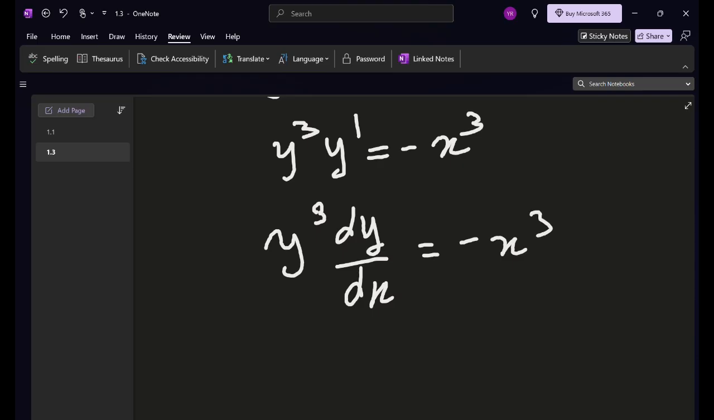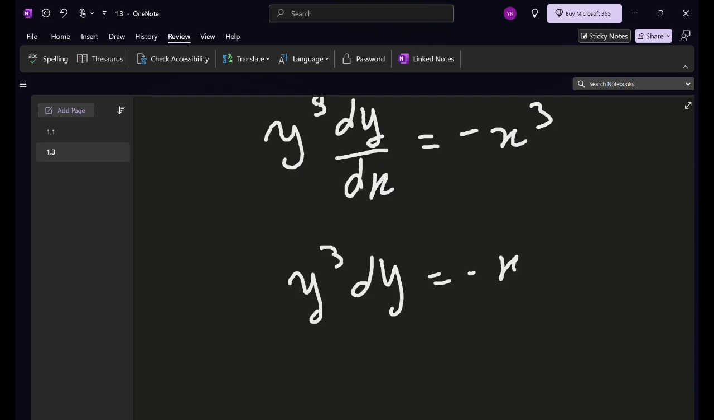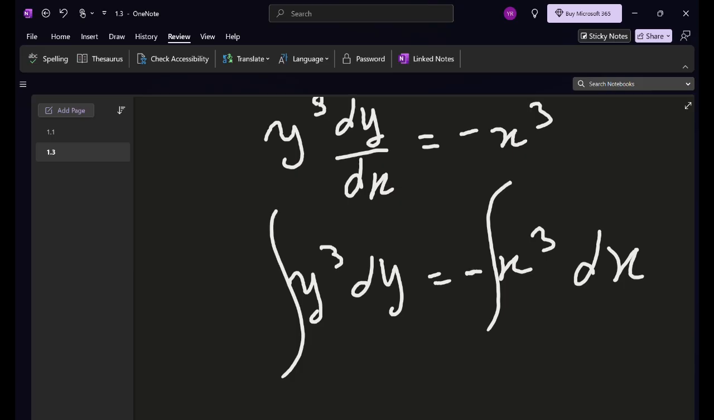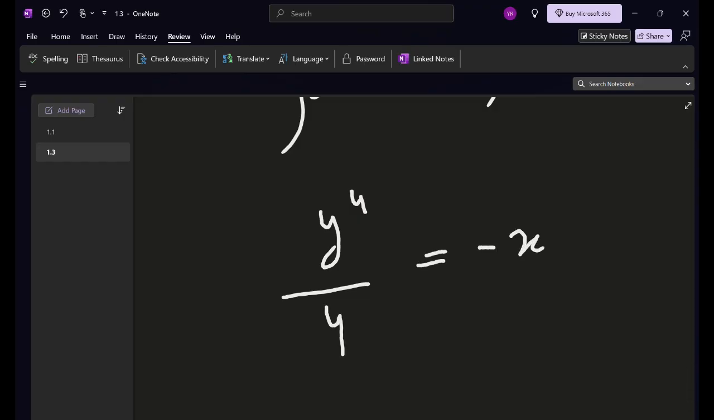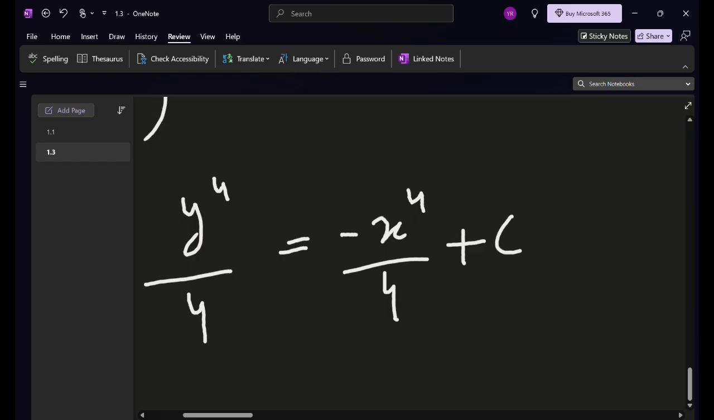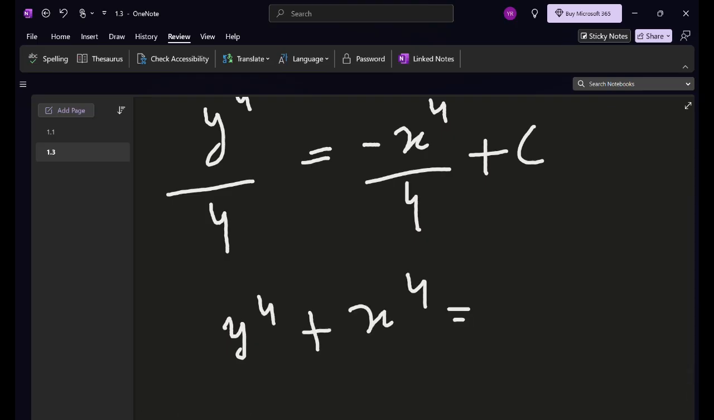Here, as you can see, this can be solved by using simple separation of variables. So we're just going to do that. This is going to be y cube dy is equal to minus x cube dx, and then we're just going to integrate this. From there we're going to get y to the power 4 divided by 4 is equal to minus x to the power 4 divided by 4, and of course the c. Do not forget the c. So from there we can write it as y to the power 4 plus x to the power 4 is equal to c.